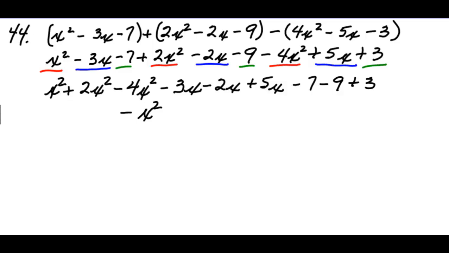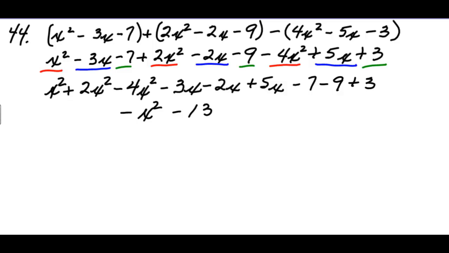Negative 7 and negative 9 gives me 16 total negatives. Negative 16, positive 3 gives me a negative 13. So that's number 44. You can do it, as I said, one of two ways. You can combine the first two and then subtract the third, or you can do it the way I just demonstrated. And if you have any questions, of course, we can always talk that over.